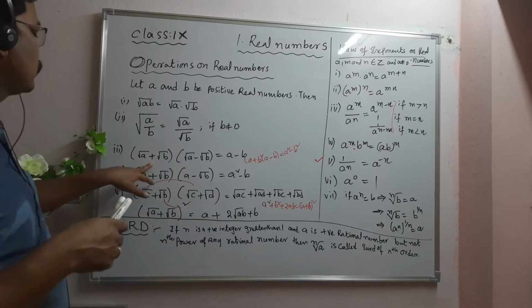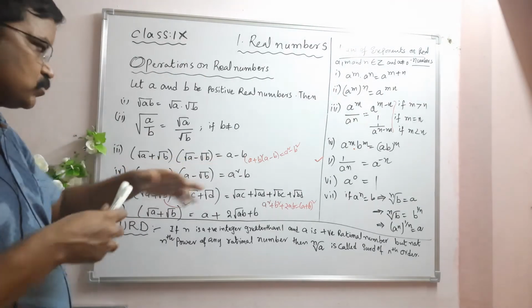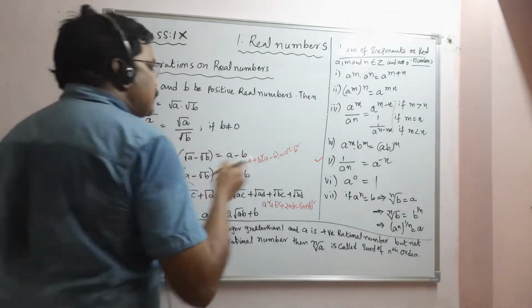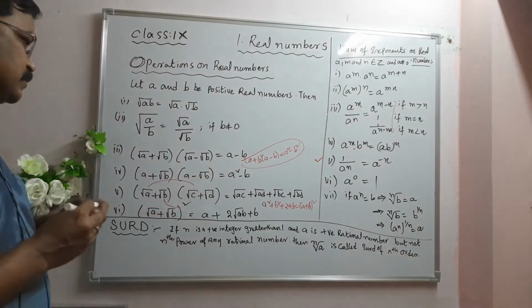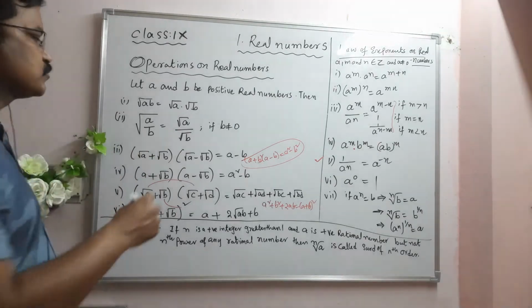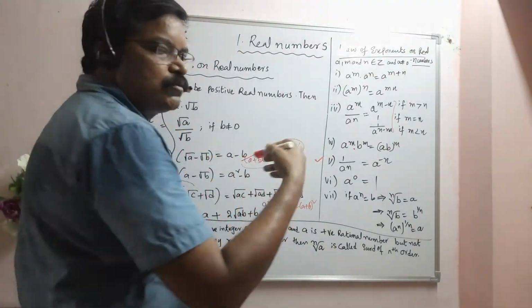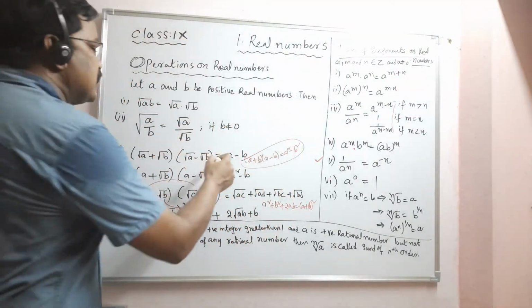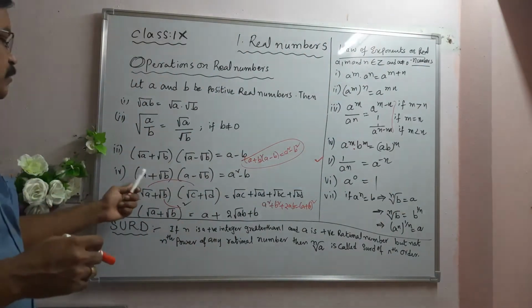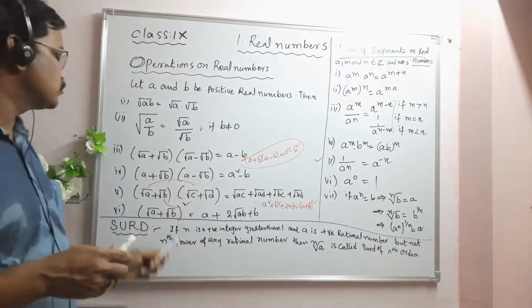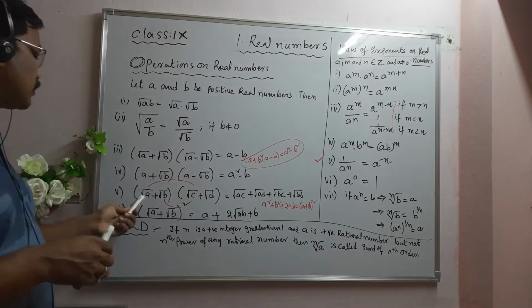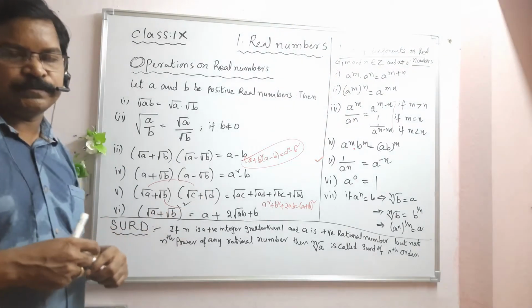Next, third one, root a plus root b times root a minus root b. Here I used a plus b times a minus b, that is a square minus b square. That means root a whole square minus root b whole square, square and root will be cancelled, that is a minus b. Same here also, a plus root b times a minus root b, that is equal to a square minus b.